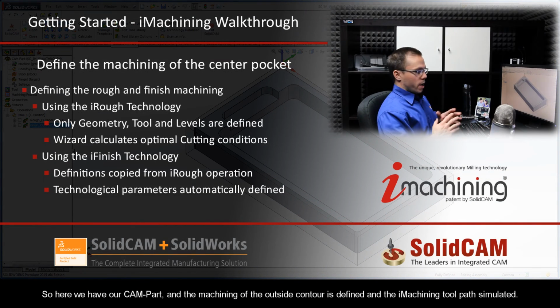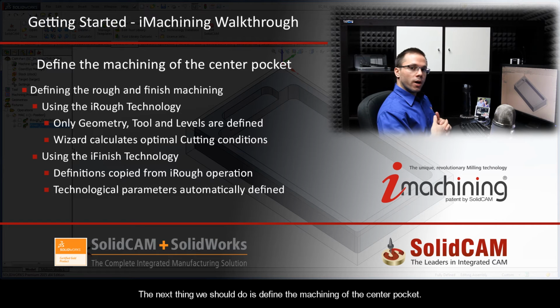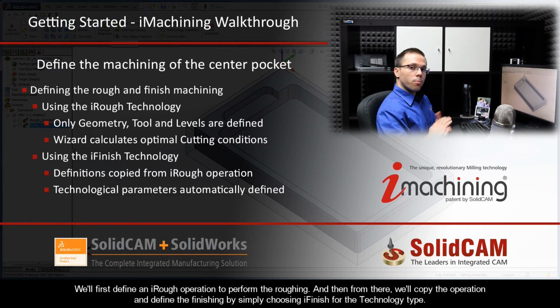So here we have our CAM part, and the machining of the outside contour is defined, and the iMachining toolpath simulated. The next thing we should do is define the machining of the center pocket. We'll first define an iRough operation to perform the roughing, and then from there, we'll copy the operation and define the finishing by simply choosing iFinish for the technology type.